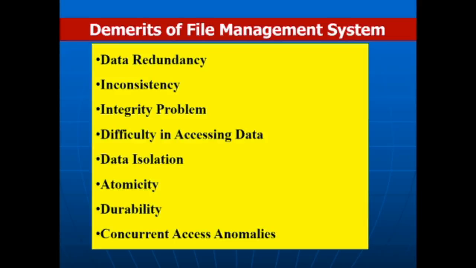Atomicity. Partial transaction is not allowed. Durability. Every time it is not at all required to start from the beginning, from scratch. Concurrent access anomalies. At a time we can do a number of transactions without getting any problem. So these are the limitations of file system. They can be overcome using database system.